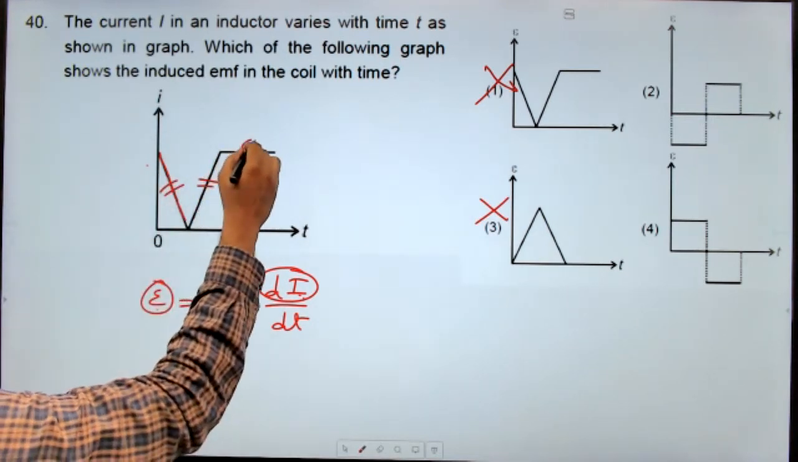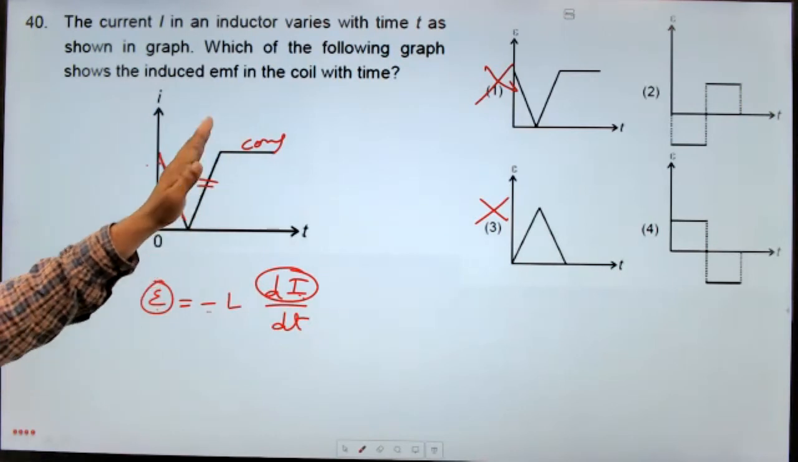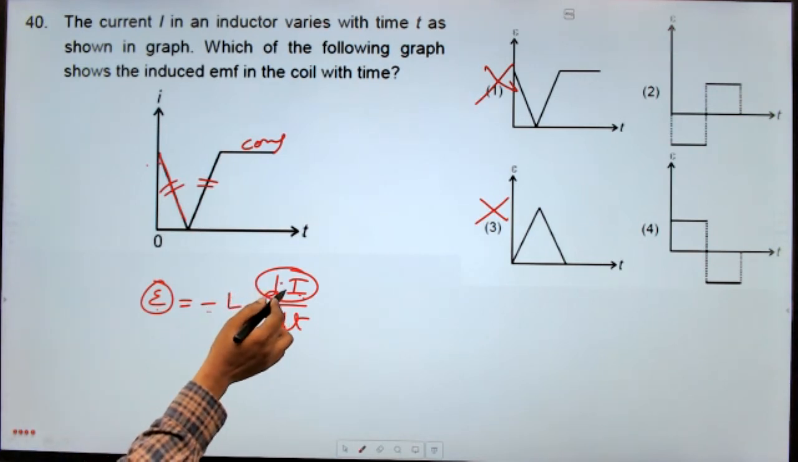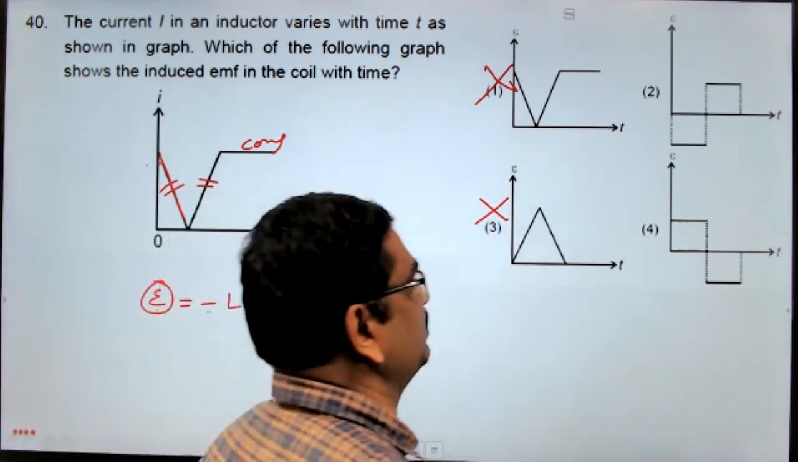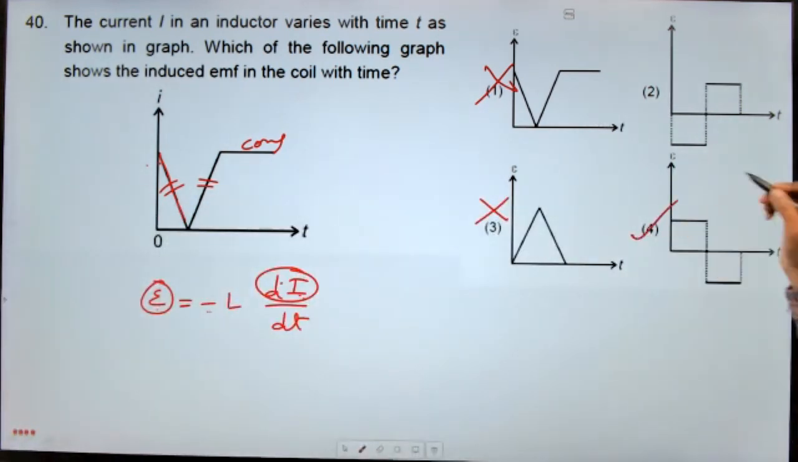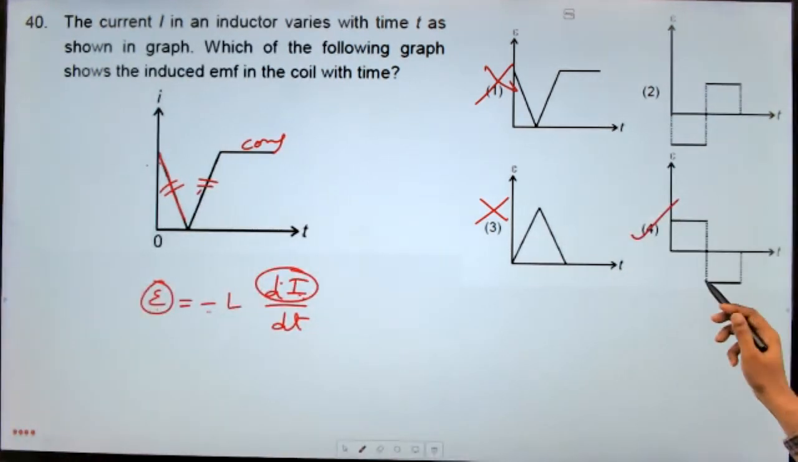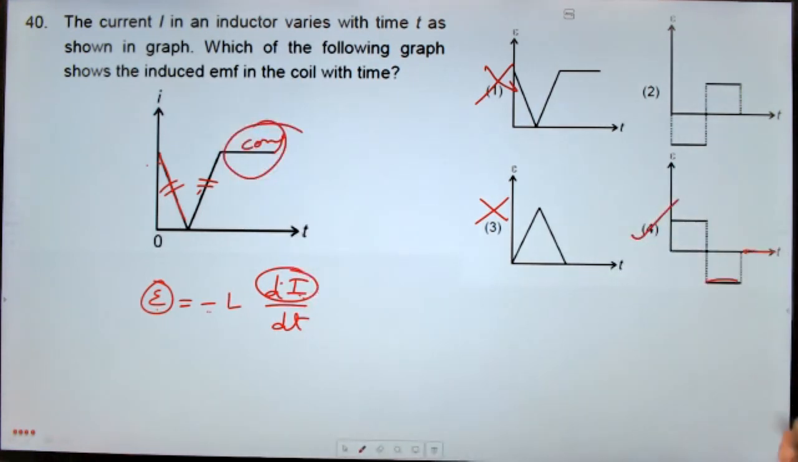Now just divide this graph into 3 parts. First part decreasing, second part increasing, third part constant. Decreasing means negative, and negative in negative should give positive EMF in the first part, so select this one. Next, for the second part, negative EMF. After that, for the third part, EMF should be 0 on the x-axis. So go with the fourth option.